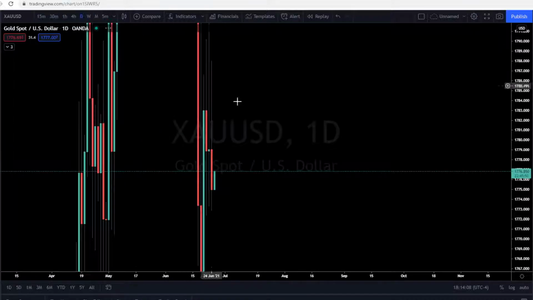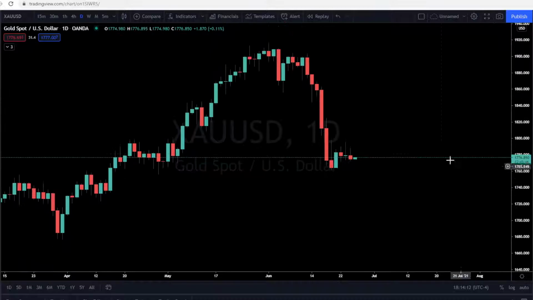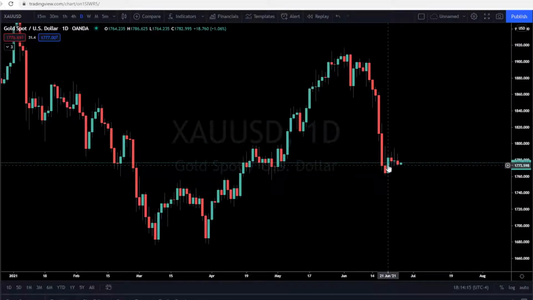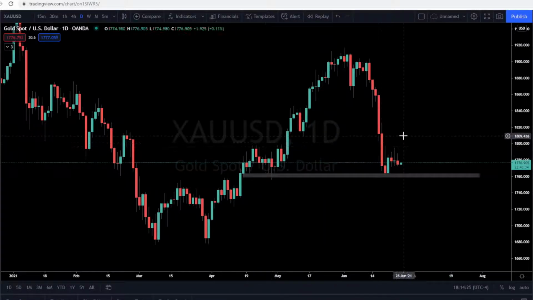Let's take a look at the daily time frame on gold. Okay, so we had this massive sell-off on gold, and now we're starting to range here. We had a little support formed at 1760, which was used as a previous support. So I'm just going to draw a little box here as our support level.